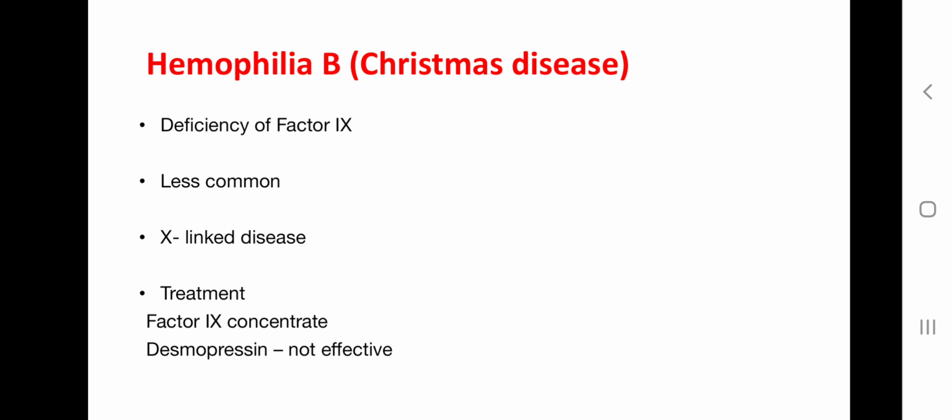Treatment is factor VIII concentrate when there is bleeding, analgesics, then immobilization of the joints to arrest bleeding, and once the bleeding has been arrested, you can go for physiotherapy. You give analgesics, antibiotics in case of abscess formation in muscle hematomas, and you have to go for rehabilitation for the patient.